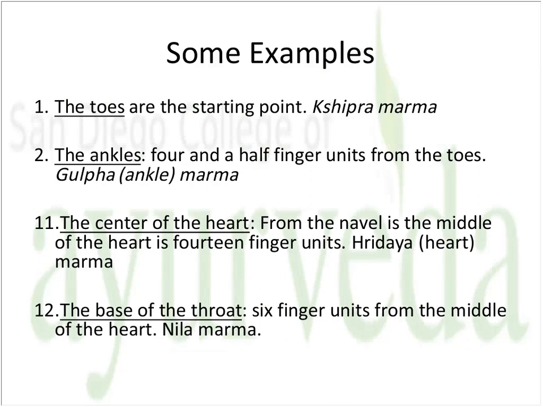All right. Some examples. So the toes, the big toes, we have a point called the Kshipra Marma. And then, I'm just going to mention some of them here. The ankles, we have about 4.5 finger units, anguli matra. Matra is measurement. The word meter or metric comes from matra. So anguli matra meaning 4.5 finger measurements or units from the toes going upwards proximally. You have the gulfa ankle marma.